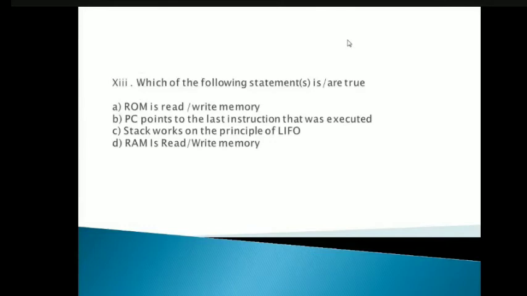Which of the following statements is/are true? ROM is read-write memory. PC points to the last instruction that was executed. No. PC points to the updated instruction, the next instruction. This is false. Stack works on the principle of LIFO. RAM is a read-write memory. This is right. A, C, D are right.